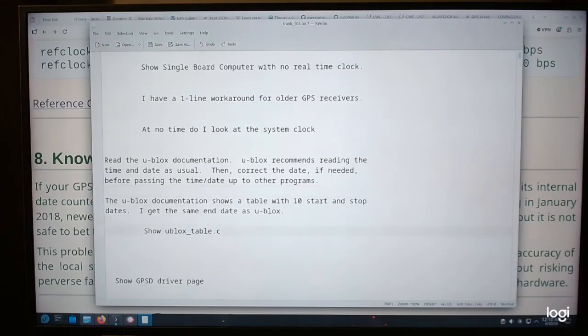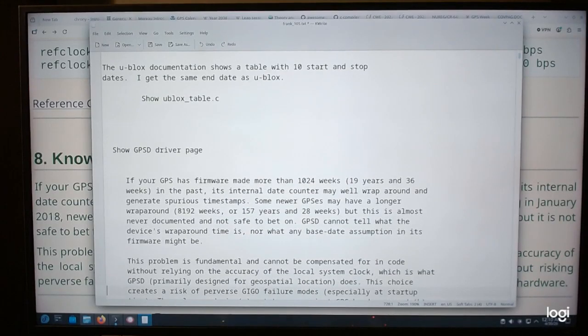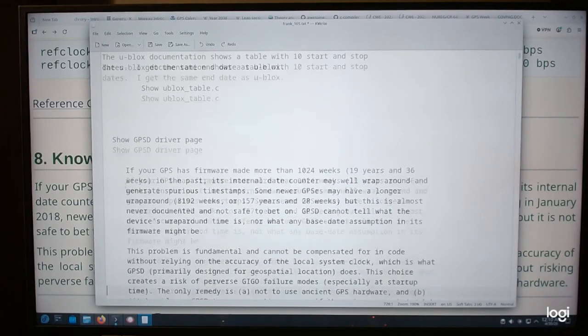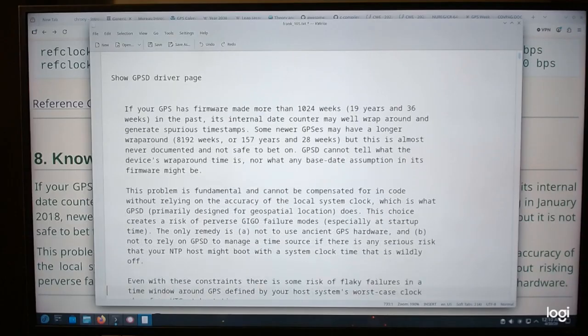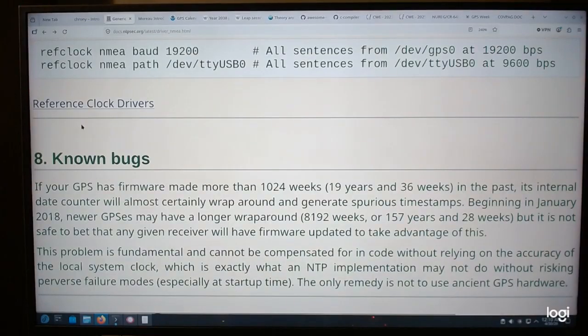And they have the u-blox documentation. They show that they have a table with various receivers. This makes no sense right here. Let me just show these, the clock reference drivers.